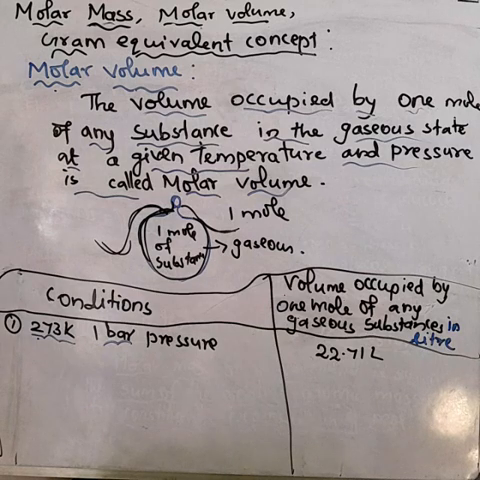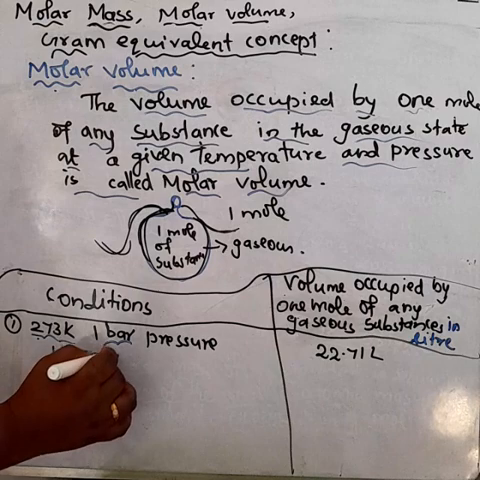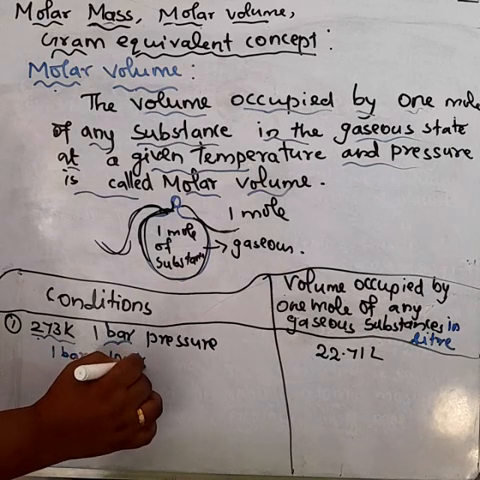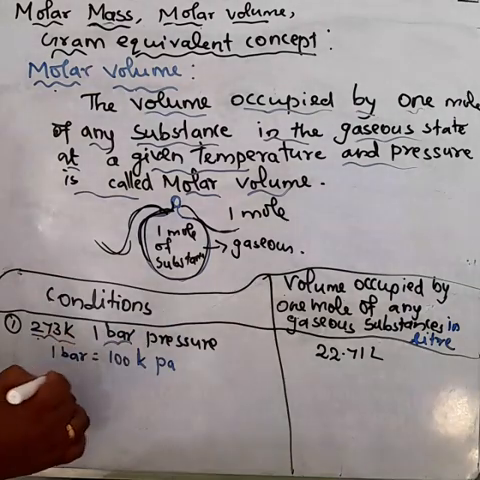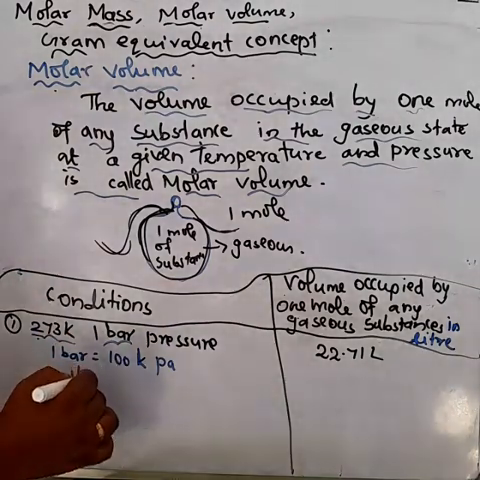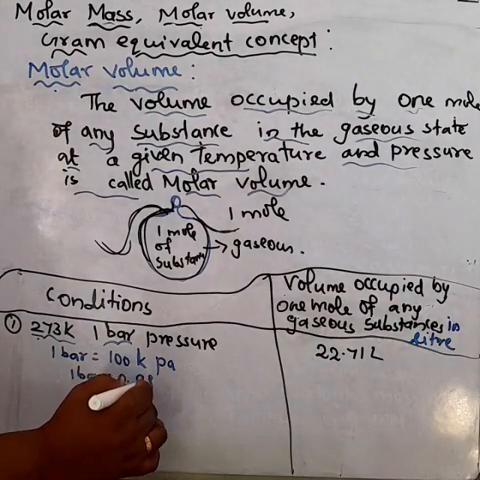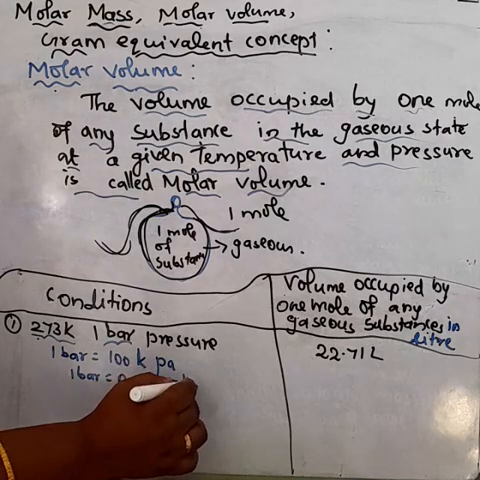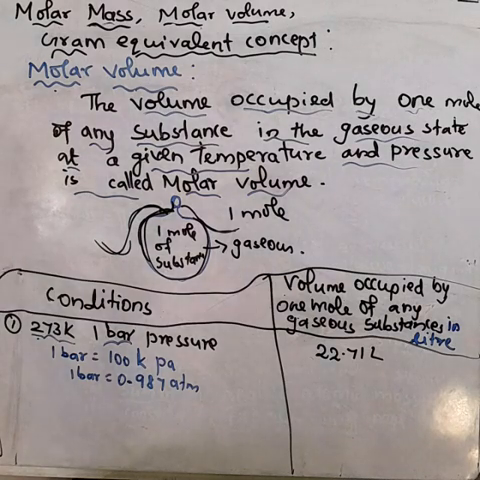100 kilopascal. If you are writing the atmospheric pressure, it means 0.987 atmosphere. This is the 1 bar pressure. So if we want to calculate this volume occupied, there is the ideal gas equation, PV is equal to nRT.